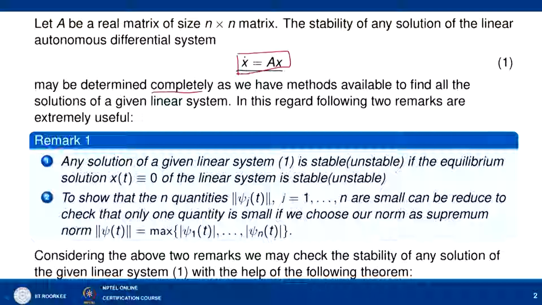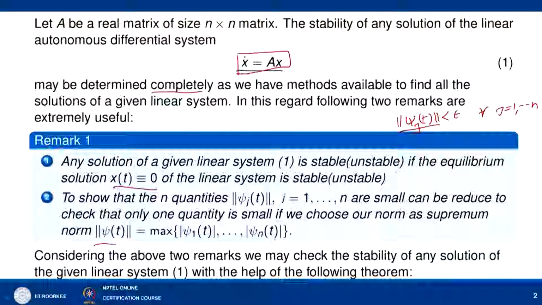So it means that we have to check that n quantities psi_i(t), i equal to 1 to n, are small if we are considering the stability of the 0 solution. Then we have to check that the norm of psi(t) is less than epsilon. This implies that every component psi_j(t) is less than epsilon for every j equal to 1 to n. So rather than checking n quantities psi_j(t), we are using one different form of norm.